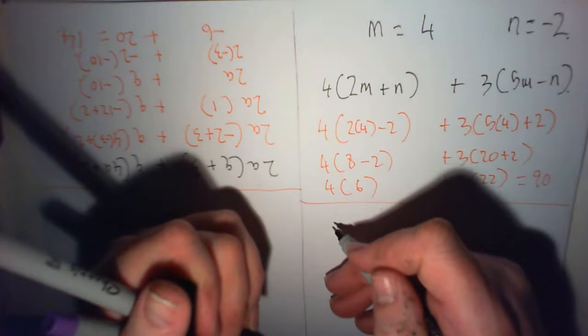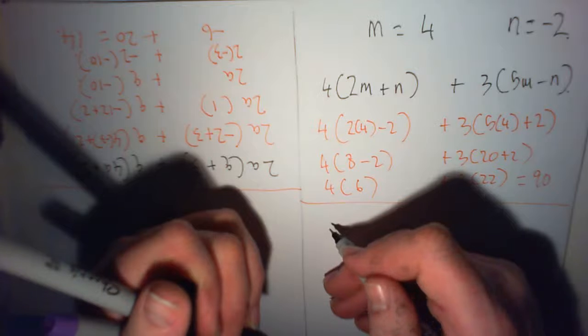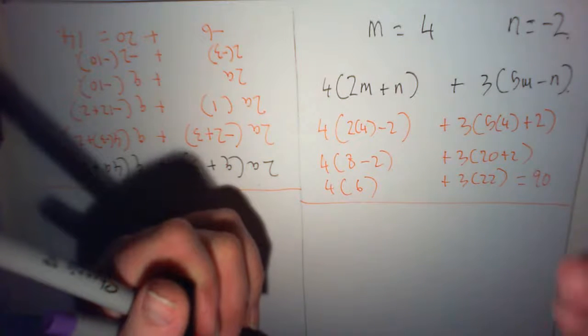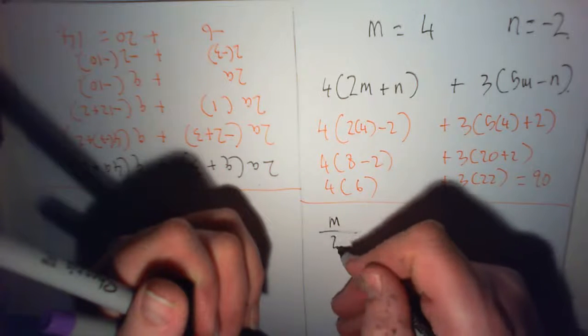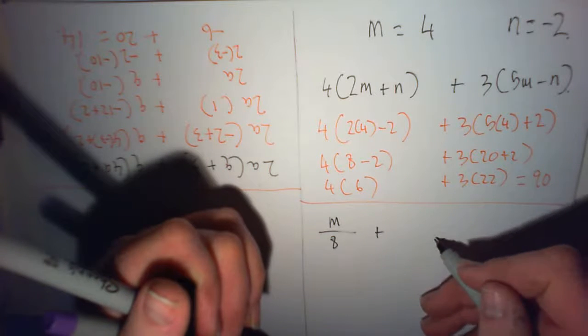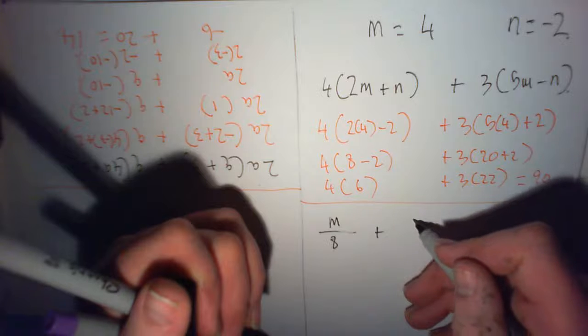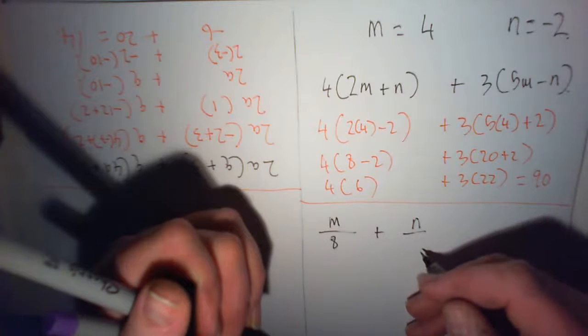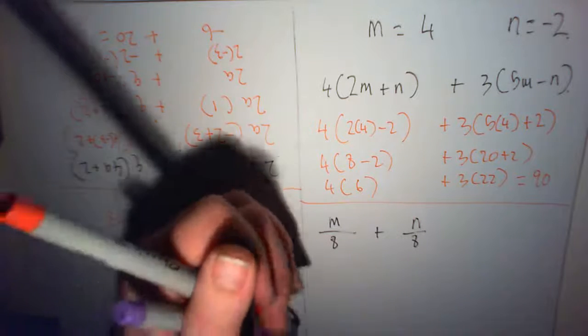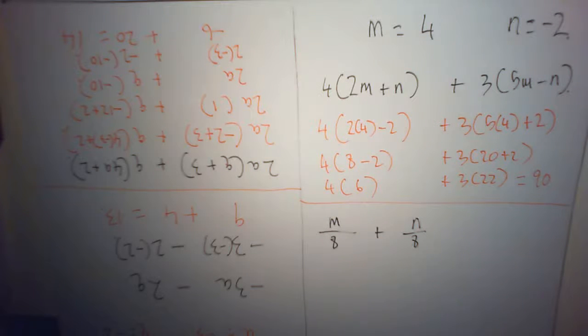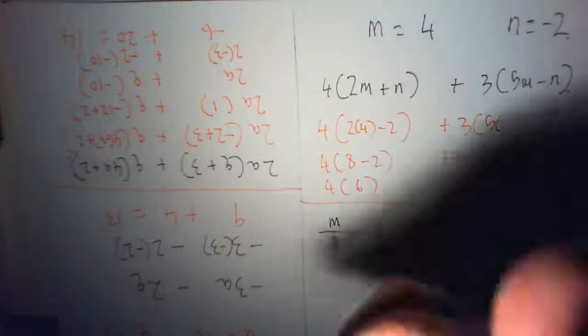Let's get a bit tougher, shall we? Okay. What about this one? m over 8 plus n over 8. How am I going to do this one? Right, give it a shot. 3, 2, 1, go.